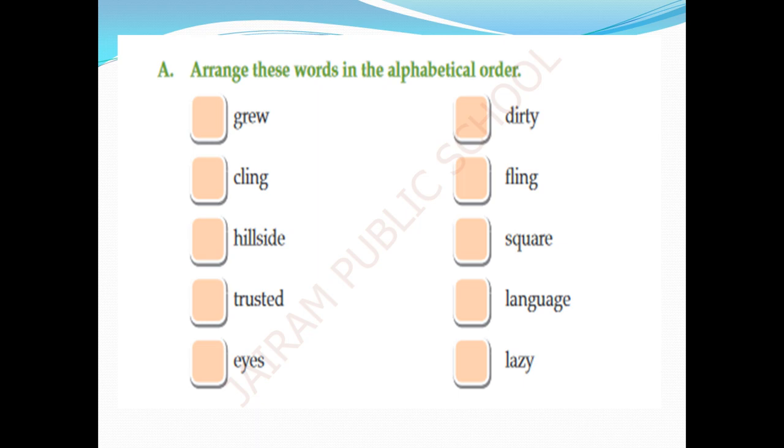What is the next alphabet? I. Do we have an I beginning word? No. Do we have a J beginning word? No. Do we have a K beginning word? No. Do we have an L beginning word? Yes, but here is our catch. We have two L beginning words.